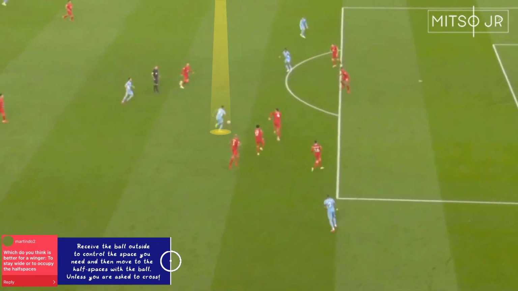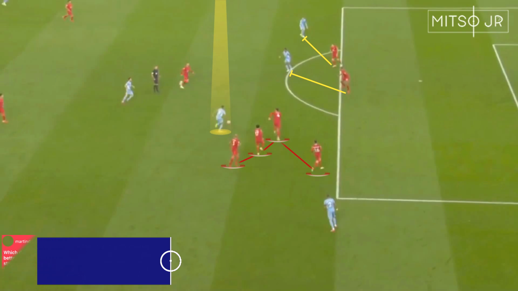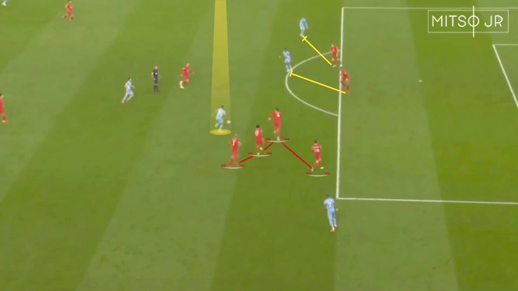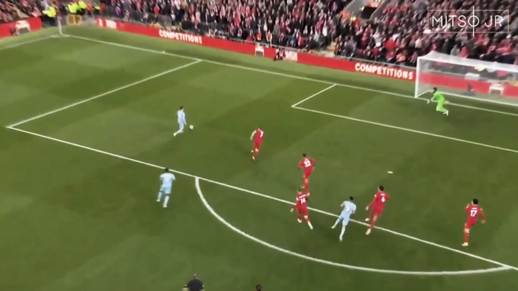Now, by keeping the ball with him, he was able to get in between the lines. So he got the advantage of that as well. Now as you can see, the defenders were totally out of shape, and Man City had a 2 vs 2 situation near the penalty area.